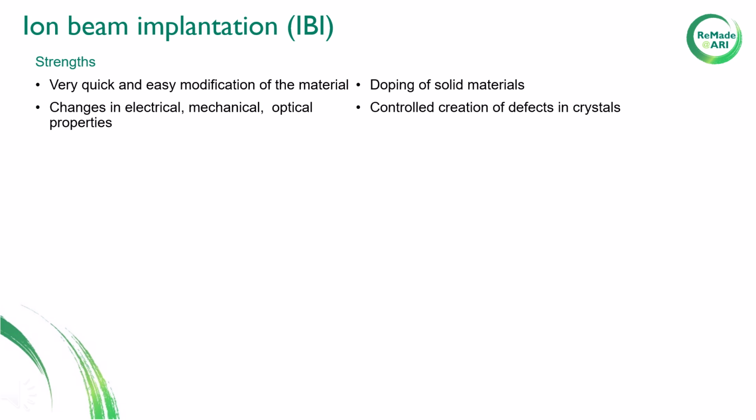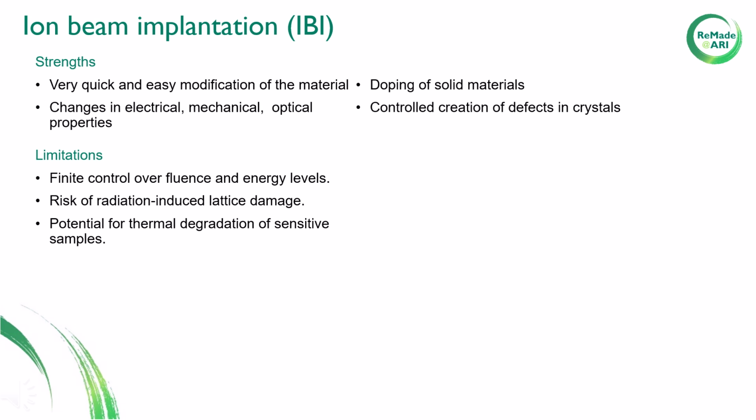The main advantage is that ion implantation allows for very quick and easy modification of solid materials. It gives us the ability to precisely dope materials or create controlled defects in crystals, which is essential for tailoring their electrical, mechanical, or optical properties. However, there are certain limitations we must consider. There is always a risk of radiation-induced damage of the sample. For sensitive samples like polymers, we have to be very careful about the potential for thermal degradation during the process.